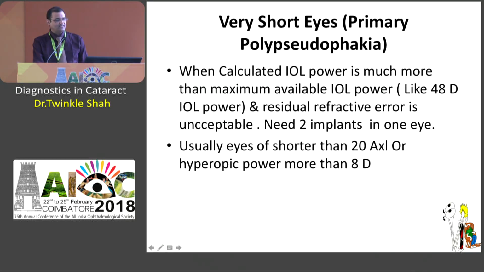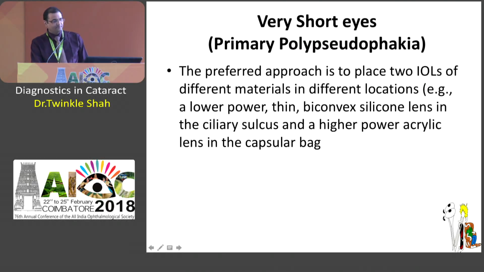In very short eyes, in primary piggybacking, calculate the IOL power with the maximum available IOL power. You need 2 implants in the eye, and the preferred approach is to place the 2 IOLs of different materials in different locations: a low power thin convex silicone lens in the sulcus, and the high power acrylic lens in the capsule.